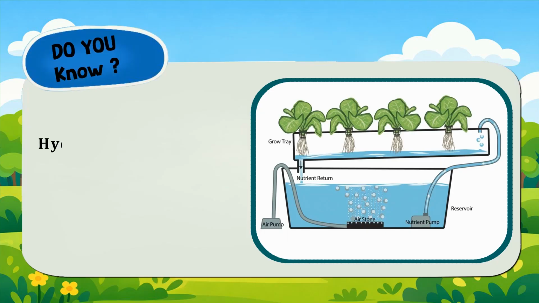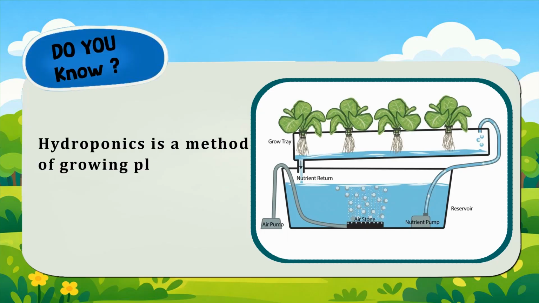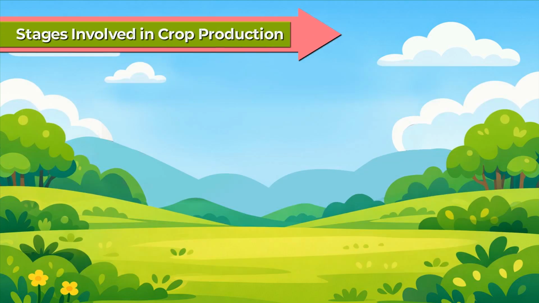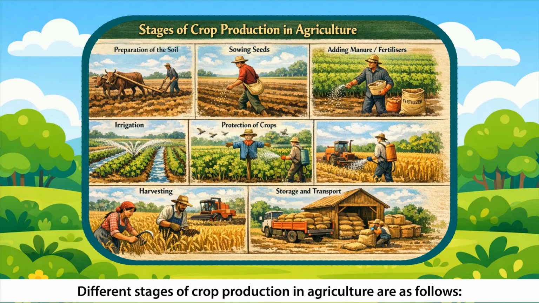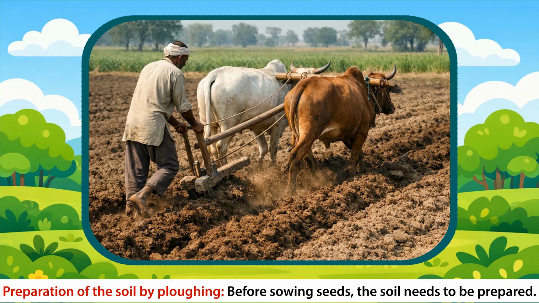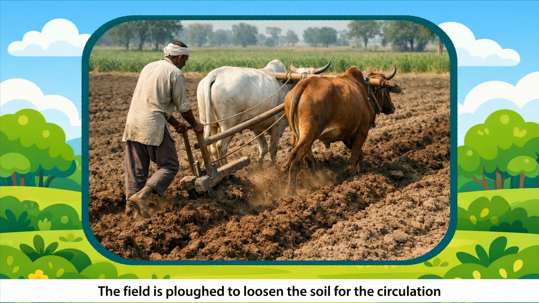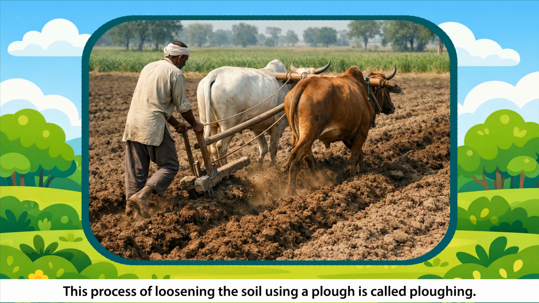Do you know? Hydroponics is a method of growing plants without soil. Stages involved in crop production. Different stages of crop production in agriculture are as follows. Preparation of the soil by plowing. Before sowing seeds, the soil needs to be prepared. The field is plowed to loosen the soil for the circulation of air and the penetration of water. This process of loosening the soil using a plow is called plowing.